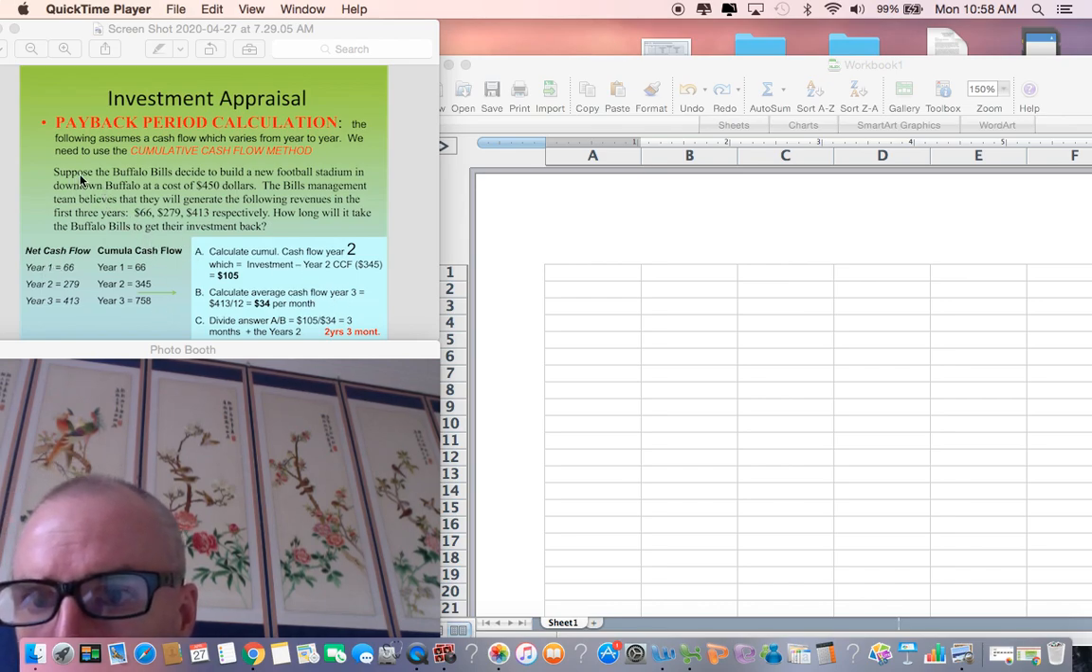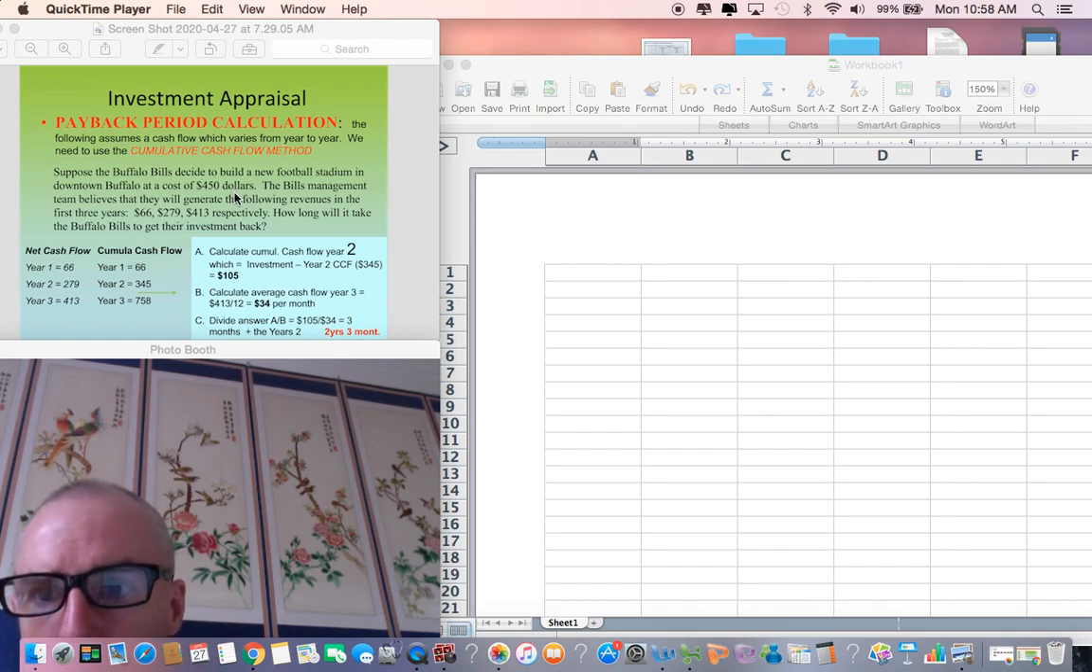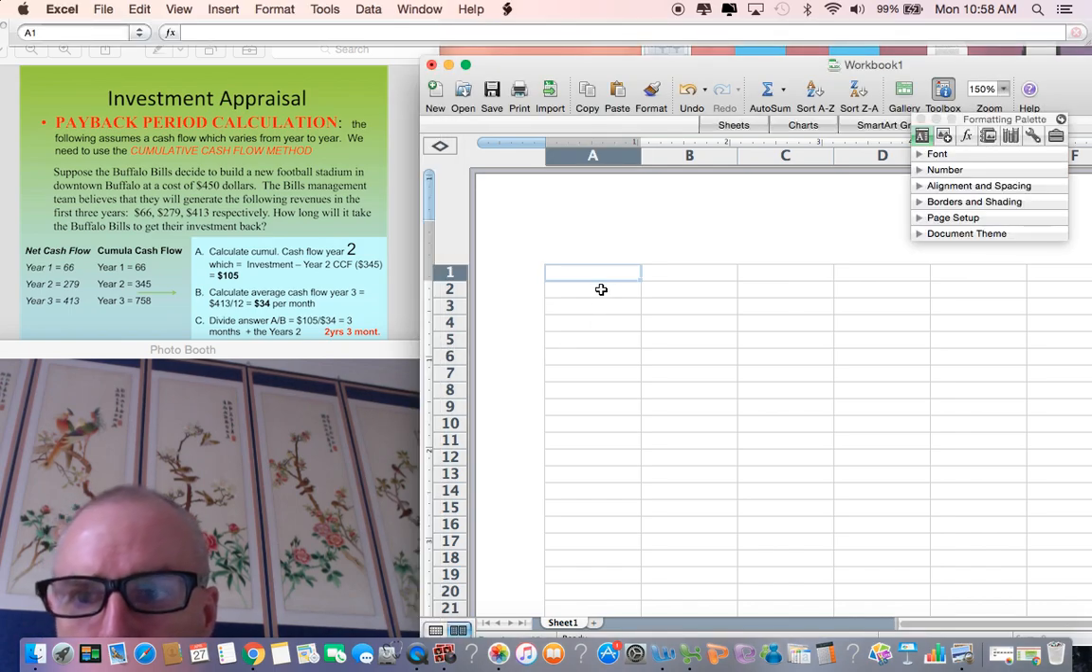So let's go through this. Suppose the Buffalo Bills decide to build a brand new stadium at a cost of $450. So the Bills management, they're going to generate that money back respectively. How long is it going to take in order to get the money back? So what you would do, just like we did here, I would go year one.